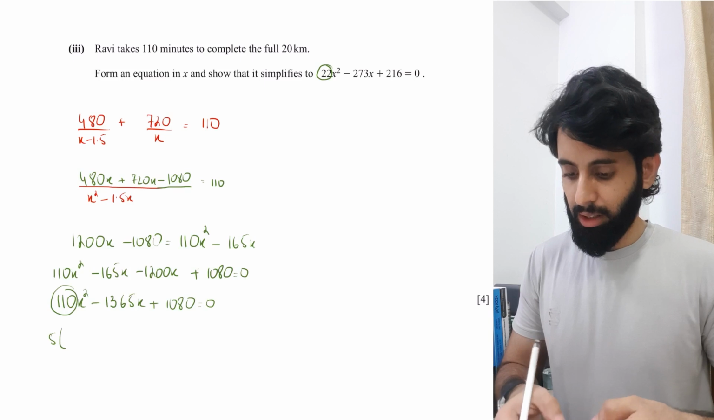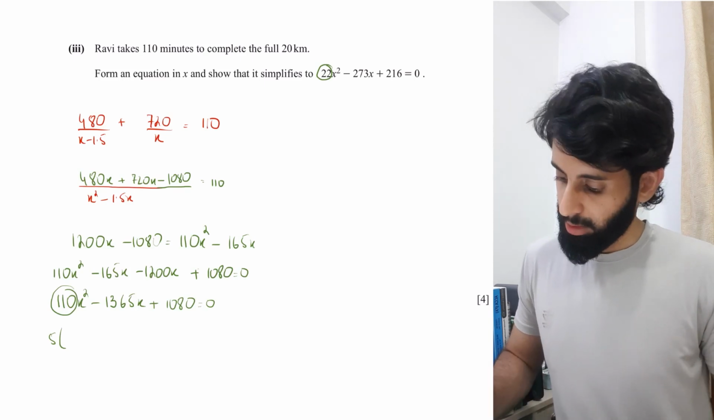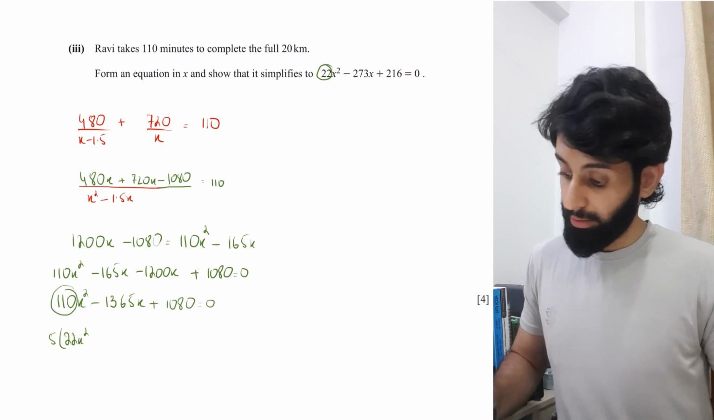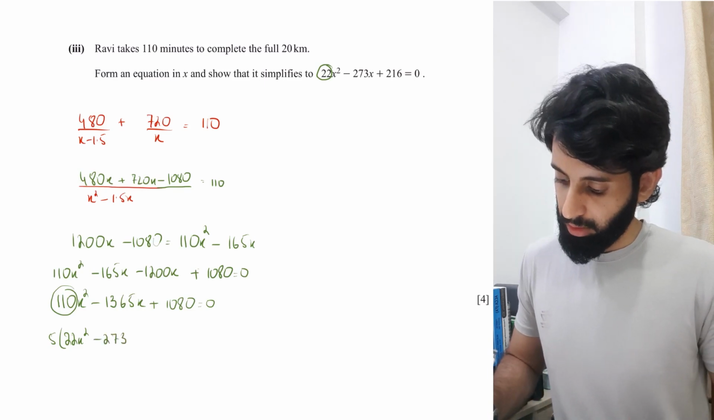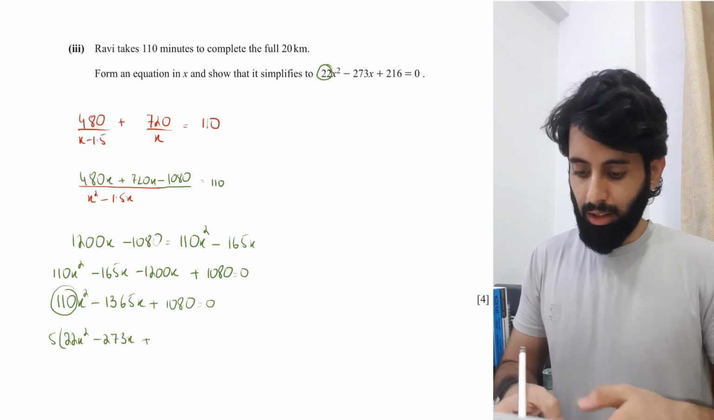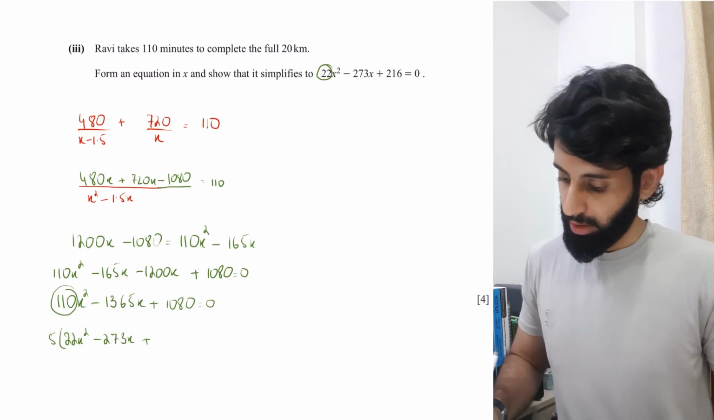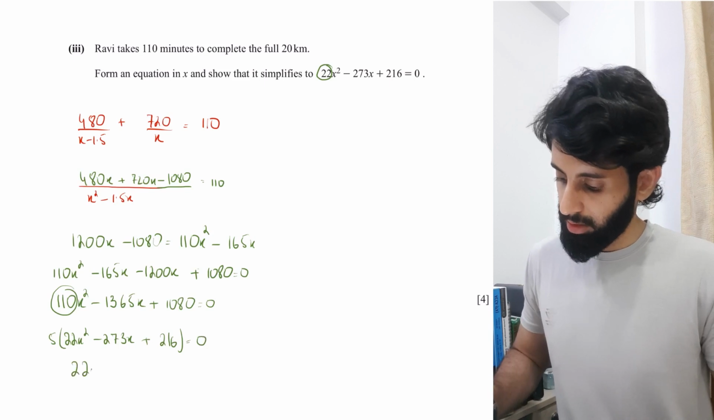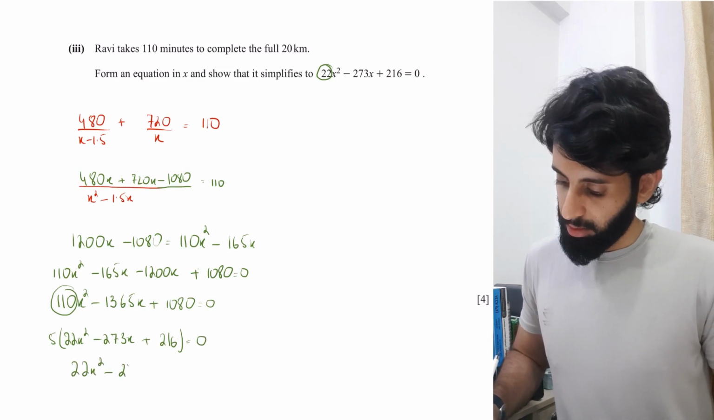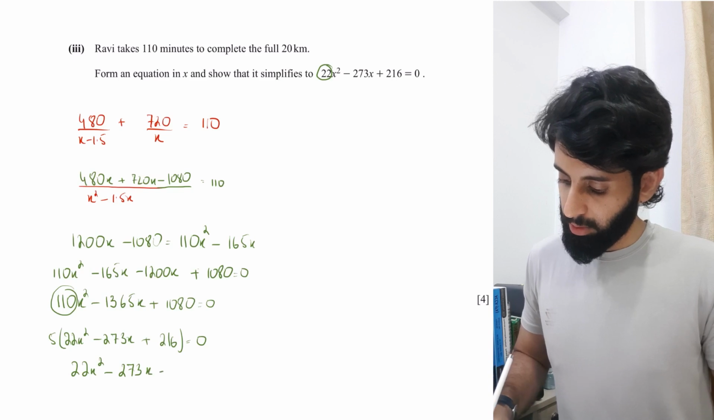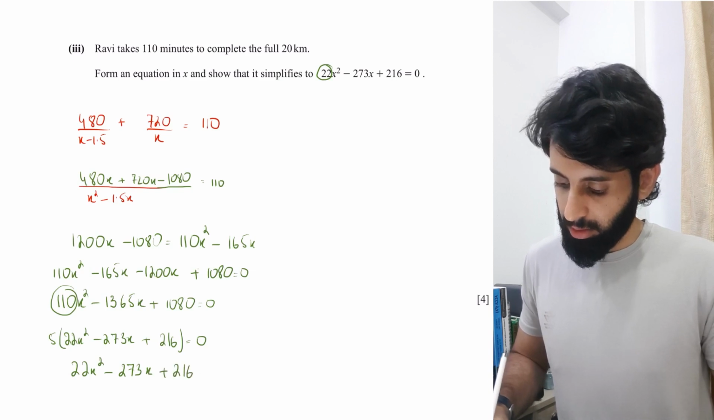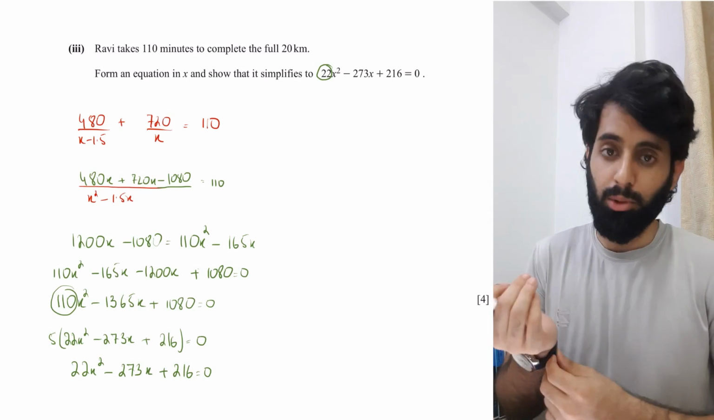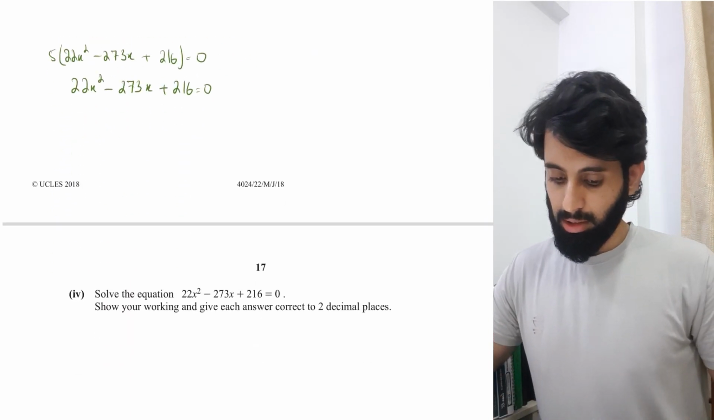If I do that, 110 divided by 5 is equals to 22x squared. So far so good. 1365 divided by 5 is 273. So far so good. And 1080 divided by 5 is 216. That's exactly what we wanted. Equals to 0. So now this simply reduces to 22x squared minus 273x plus 216 equals to 0, and we get all the marks we're supposed to by showing that this is what it equals to.